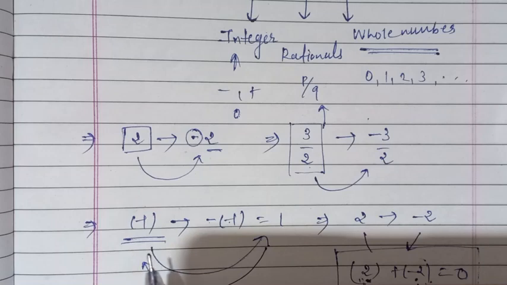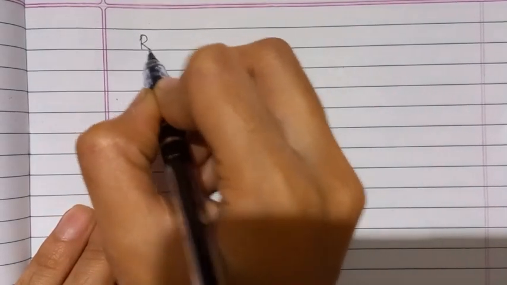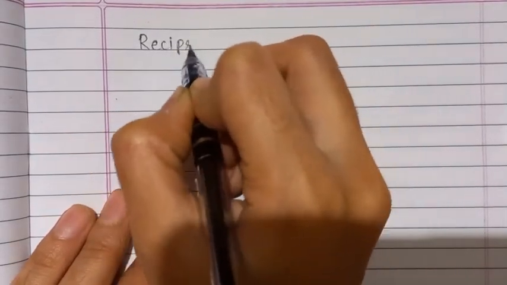This is a simple concept. Then reciprocal. Reciprocal is also as simple as the negative of a number. Let's study reciprocal.